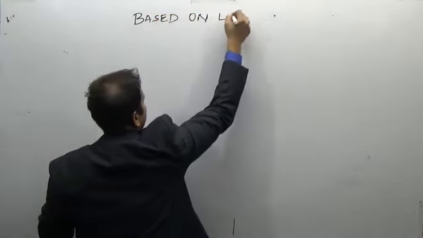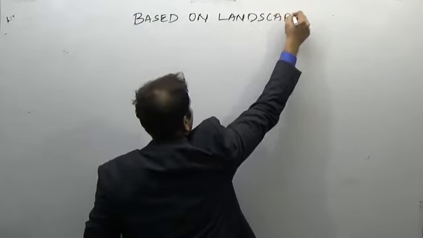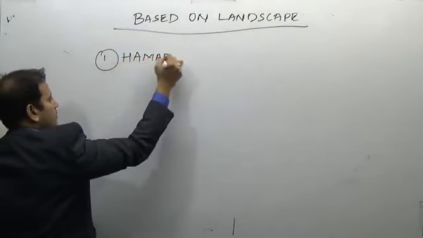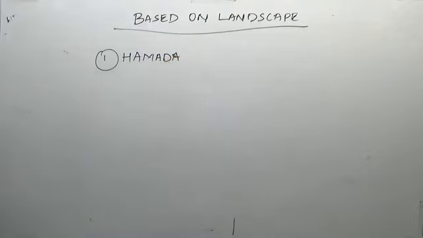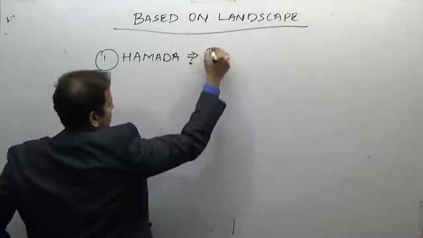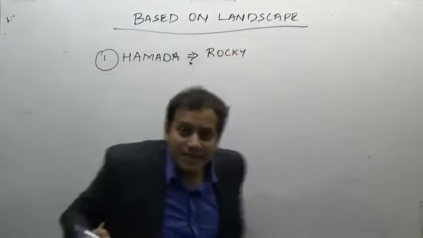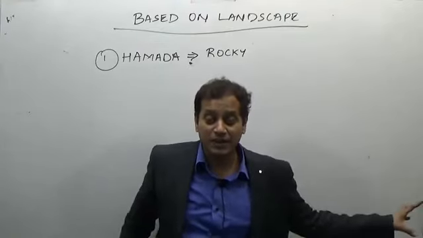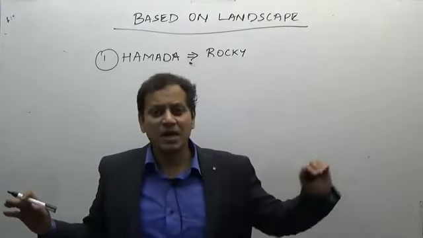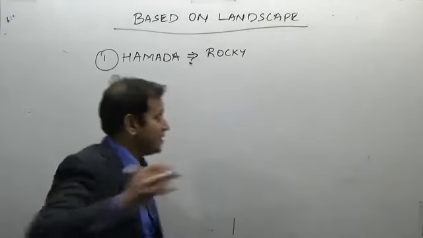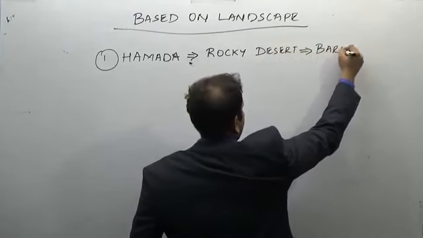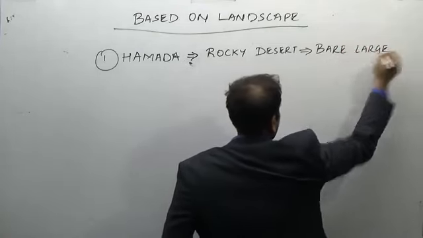based on landscape, that is how does the land look like. We have Hamada, or rocky deserts. What do you mean by rocky desert? Large rocks, Grand Canyon, if you must have seen the movie 127 Hours, many movies, large rocks are seen, nothing is seen there, just bare large rocks. Such deserts are known as a rocky desert, which consists of bare, large rocks.